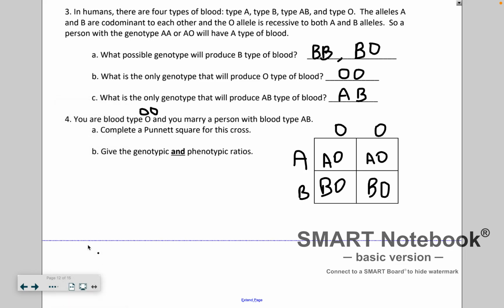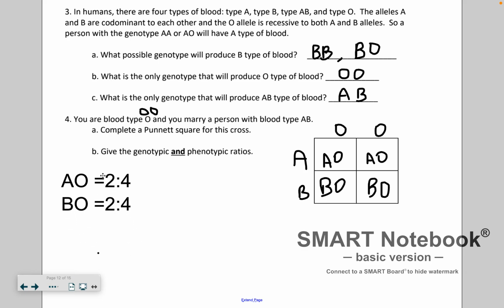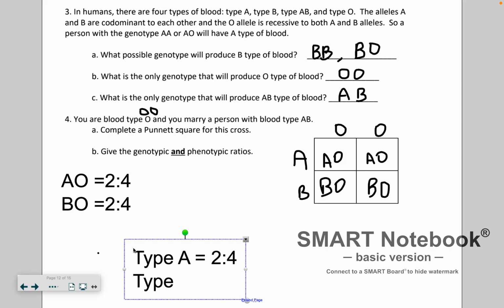All right, so then the next one is to type in the genotypic ratios, right? Genotypic means the letters. So for AO, how many squares are AO? You'd say 2 out of 4. And how many are BO? You would say 2 out of 4. Okay, so there's your genotypic ratio. Now they want your phenotypic. Well, if you're AO, what's your blood type? Type A, 2 out of 4. If you're BO, what's your blood type? Type B, 2 out of 4.